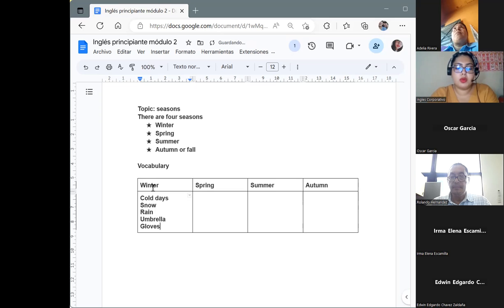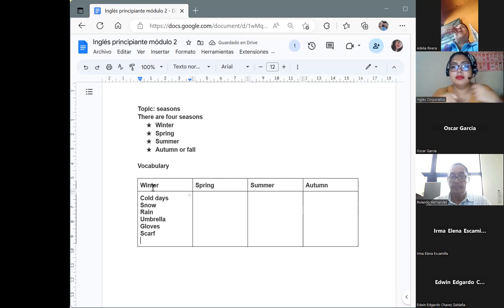We can also have gloves, unos guantes que sean para el frío. Then we have a scarf, una... I lost the word in Spanish. Give me a second. A scarf is interesting because I don't remember the word in Spanish. It is kind of weird. Es un, no es un pañuelo, es una bufanda. That is the word. The scarf is es una bufanda.